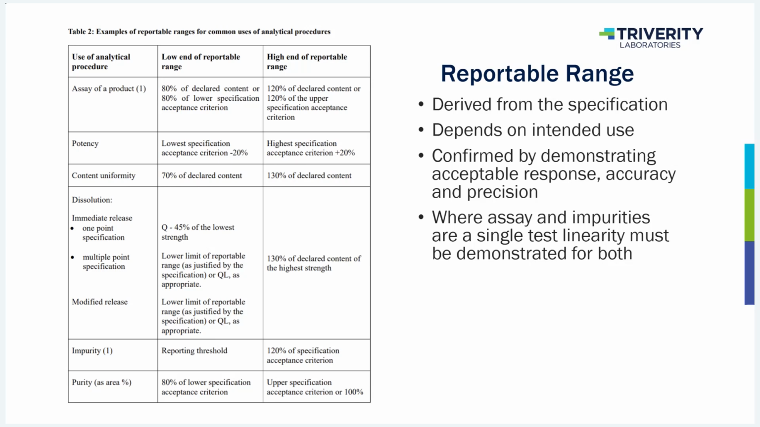Really good series. And then impurity methods, you want to look at from the reporting threshold. So according to ICH Q3A or B, what is your reporting threshold? How low do you have to see? Up to 120% of your specification's acceptance criteria. Now, I would take that 120% with a grain of salt. You can justify higher, you can have a wider range.